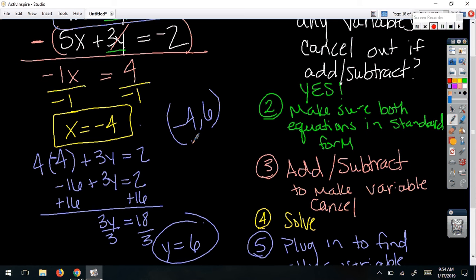These take practice. These, to me, were always the hardest when I learned systems. I understood substitution because substitution made sense to me. Does this make more sense to you? Yes, I like this other one. Yeah, I understand this. All right, so these are set up nice and easy for you right now.